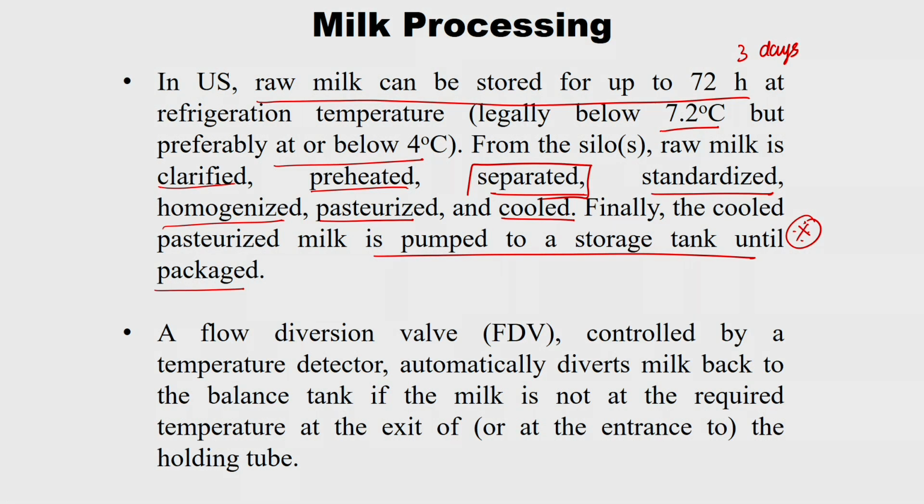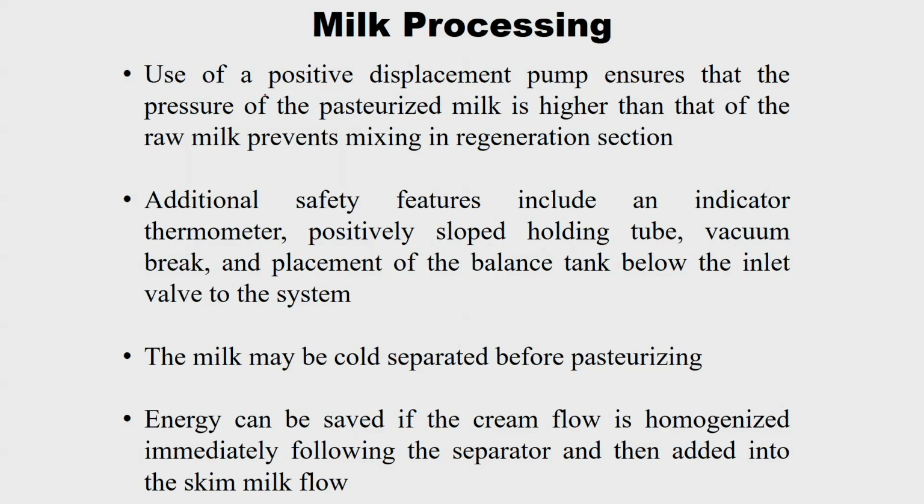So, there are certain safety measures also taken while processing the milk via pasteurization. So, one is the flow diversion valve, as I said already. It automatically diverts milk back to the balance tank if the milk is not at the required temperature. So, if it is not at 72 degree, it will send back to the balance tank. And use of positive displacement pump, so we use pumps to ensure that the pressure of the pasteurized milk is higher than that of the raw milk, so that there won't be any mixing at the regeneration section.